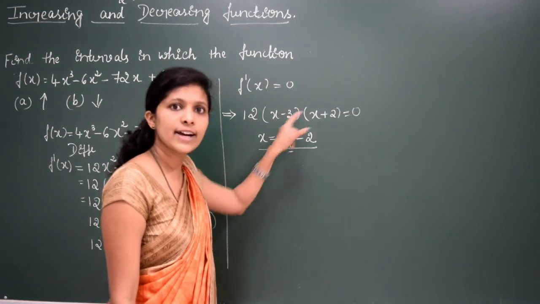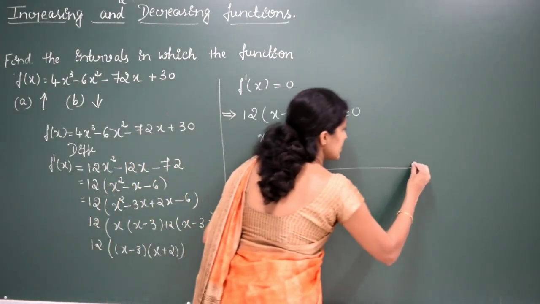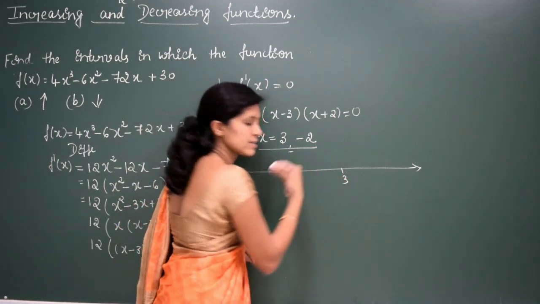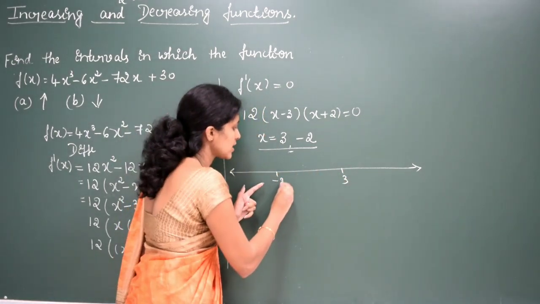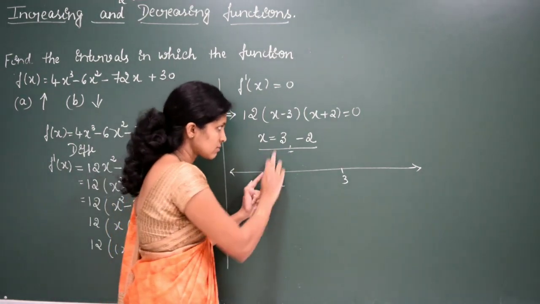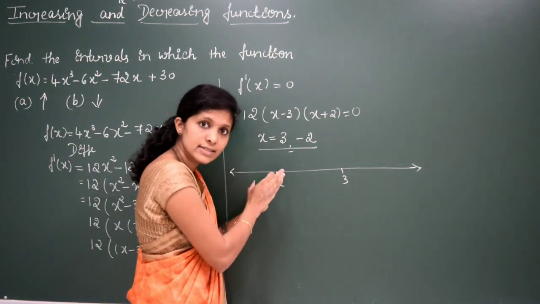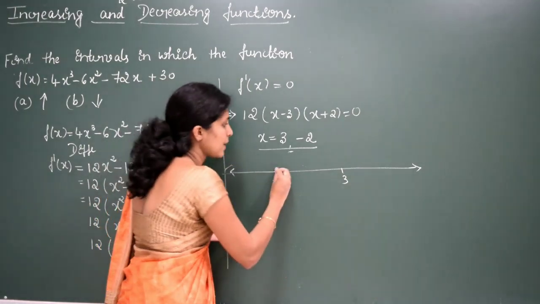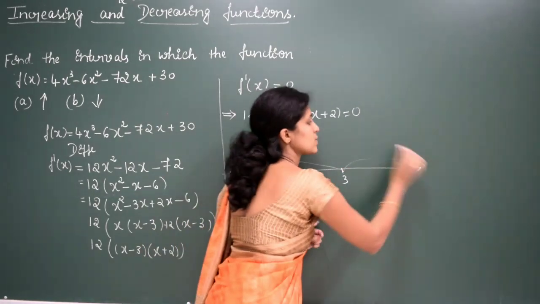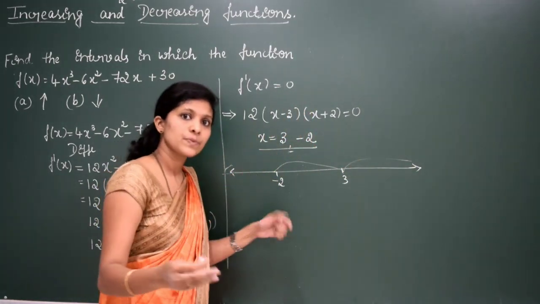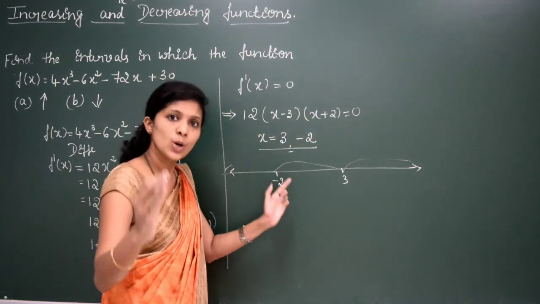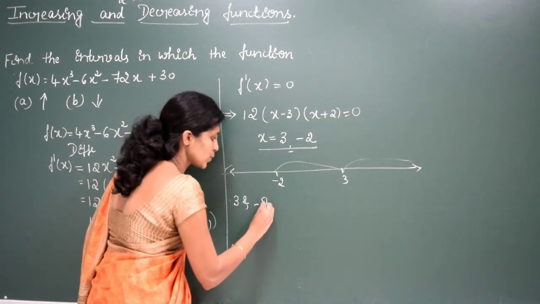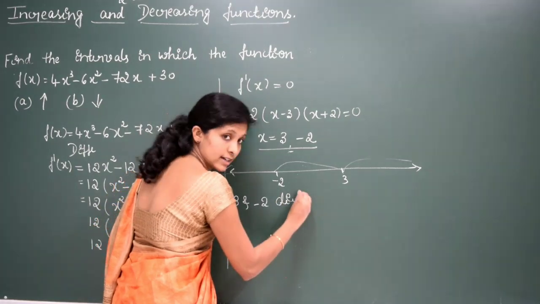These two values divide the interval, for example, divide the number line. So we'll consider the number line. Somewhere here 3 is there and here minus 2 is there. Is it clear? So this 3 and minus 2 divide the number line into three parts. One part is this one, another part is this one, another part is this one. Because there are two values, it divides into three. If there is one value, it divides into two.